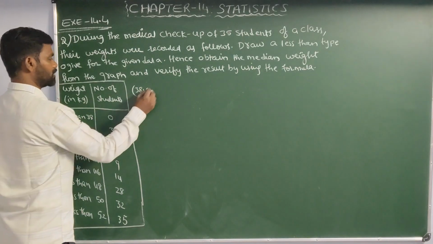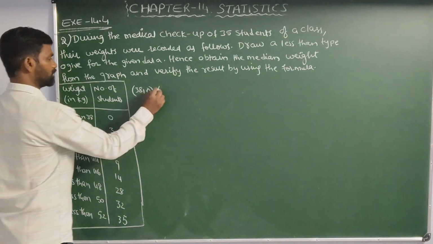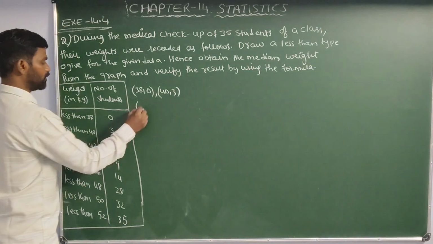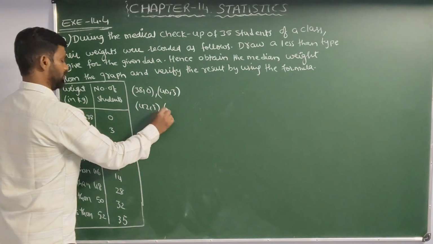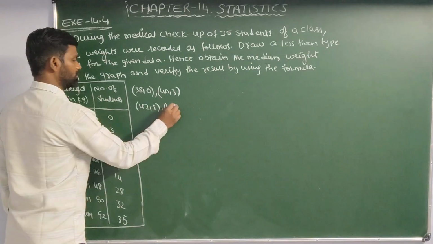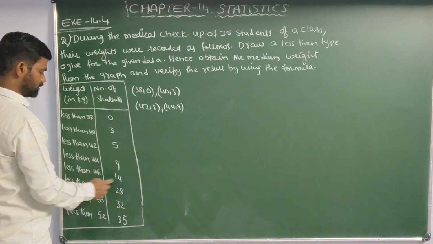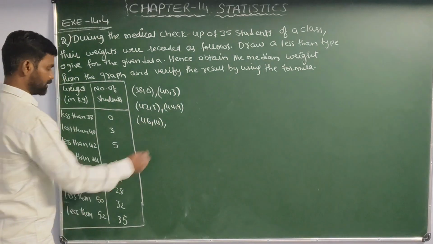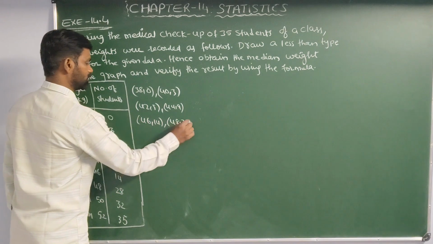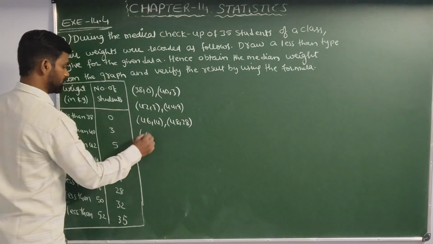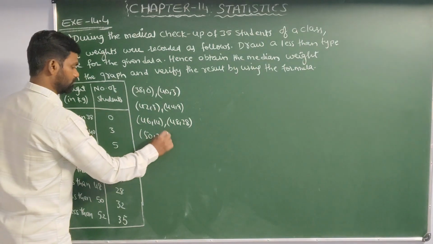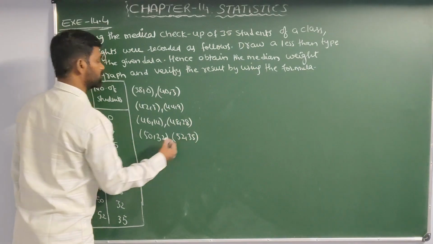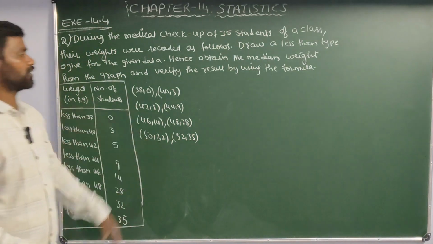38 comma 0 and 40 comma 3. Next, 42 comma 5. Next, 44 comma 9. And the next one is 46 comma 14. 48 comma 28. Next, 50 comma 32. 52 comma 35. So these are the ordered pairs. Now we have to plot these ordered pairs on the graph.